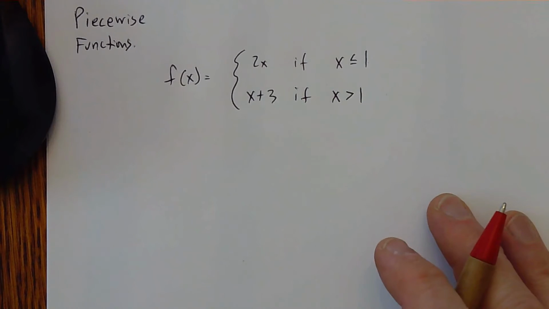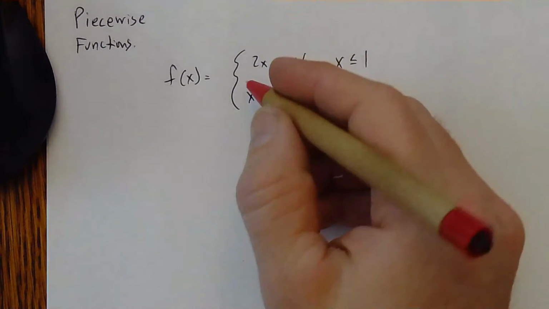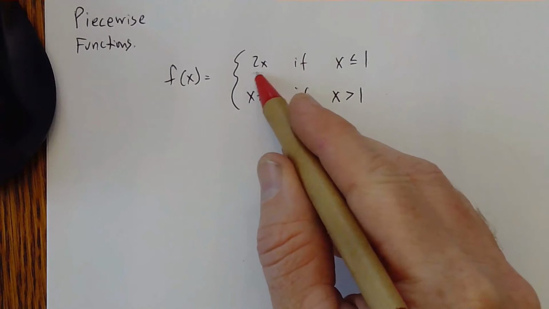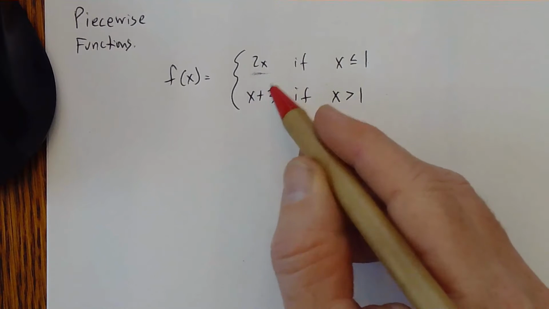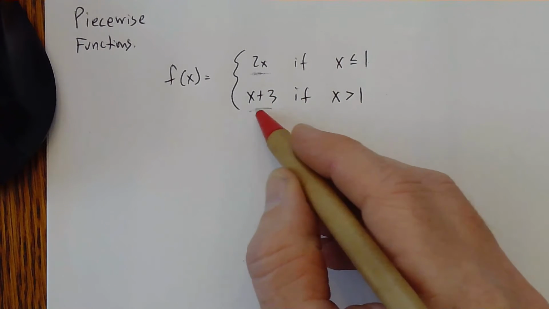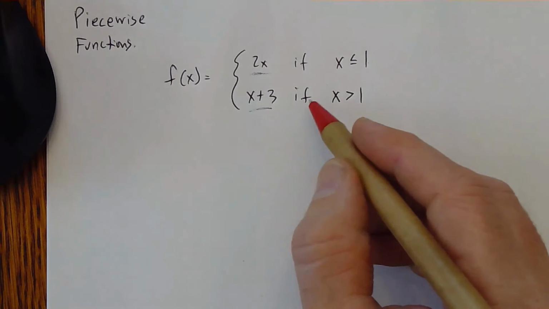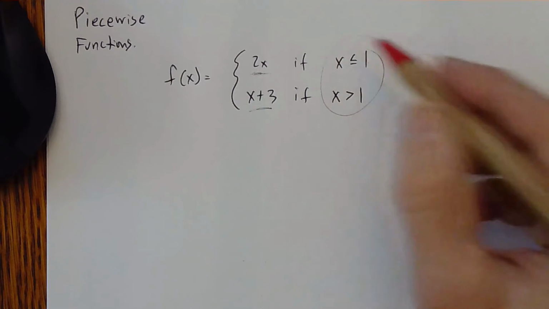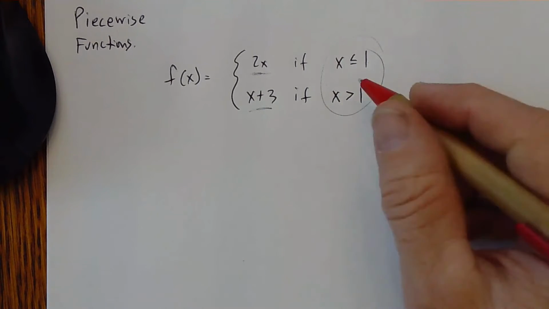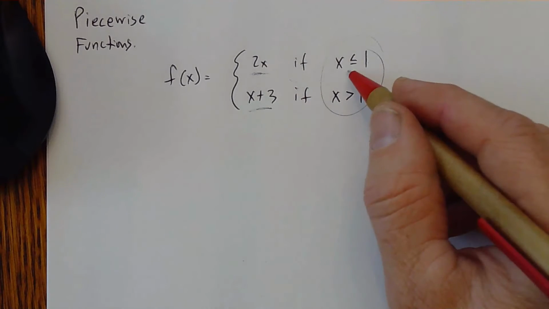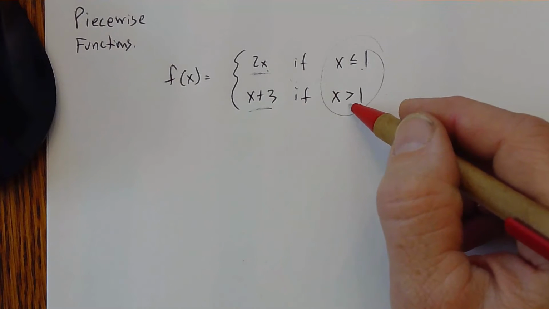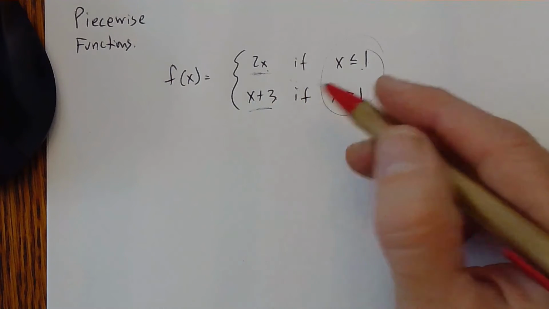So this is a piecewise function, and the idea is that a function is defined in two different ways. Sometimes the function looks like 2x, sometimes the function looks like x plus 3. And we decide which of those formulas to use by this rule over here. So this is saying for any x value that's less than 1, I'm going to use this formula. And for any x value that's bigger than 1, I'm going to use this formula.